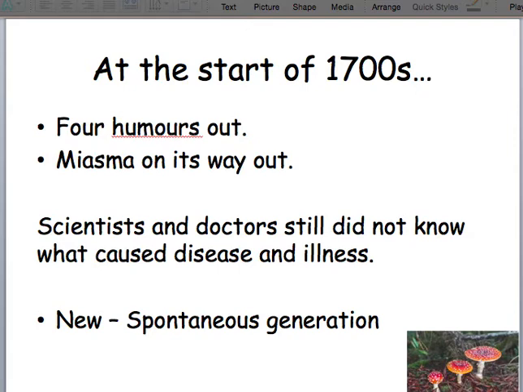Okay, a microbe, which you looked at last lesson as a definition, is any living organism that is too small to see without a microscope. Microbes do include bacteria, and they could see lots of microbes on decaying matter using these much better microscopes that have been developed. However, most people at the start of the 1700s believed that these microbes were the product of decay rather than the cause of it.